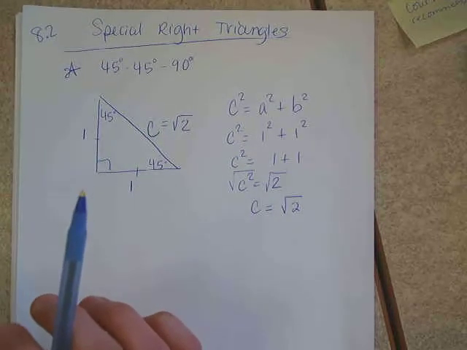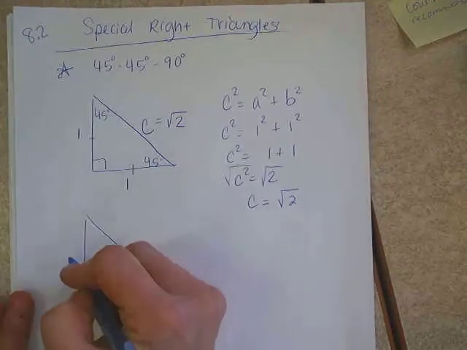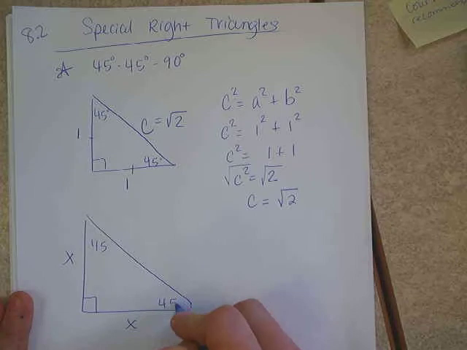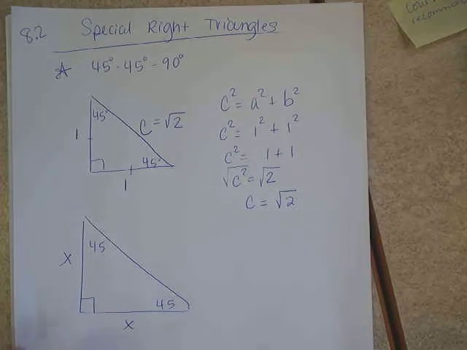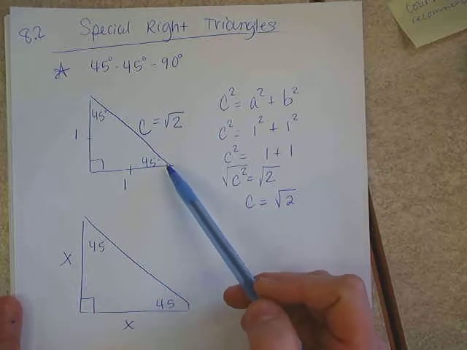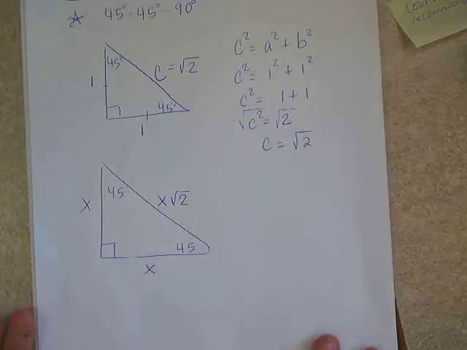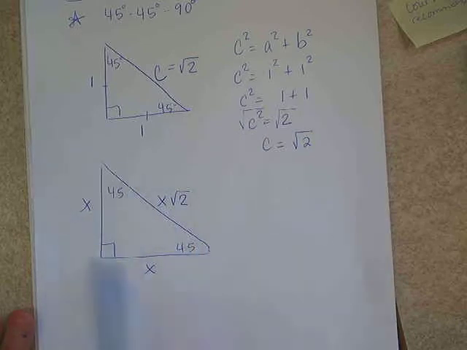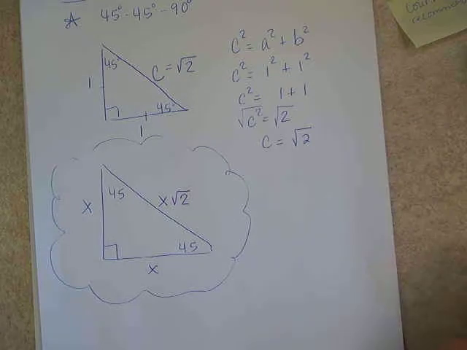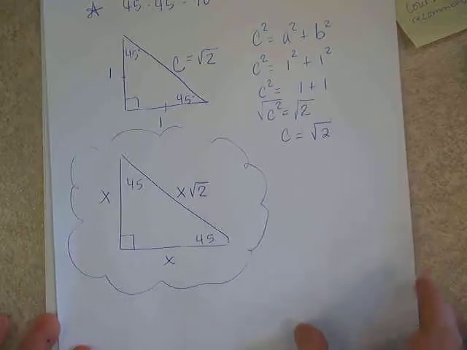Now, in order to make it more useful, because we're going to use this with numbers other than 1, we're going to say that in all of our special rights that are 45, 45, 90, the legs we're going to call x, and we just said a moment ago, to find the hypotenuse you multiply by the square root of 2, so the hypotenuse is going to be x square root of 2. This is a ratio that you want to remember. So put a circle around it or make it visible. You're going to come back to this.